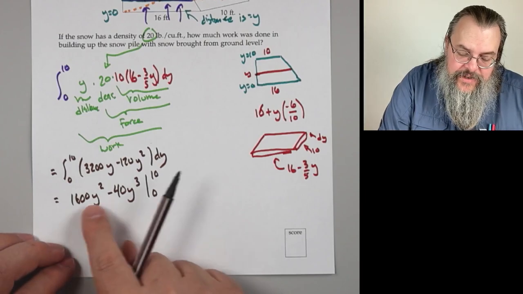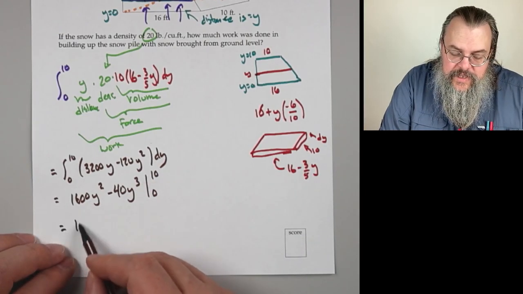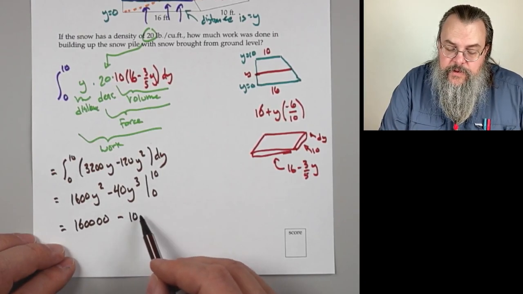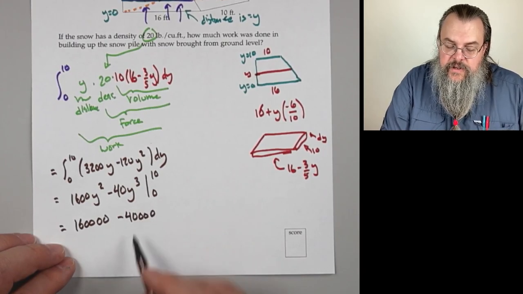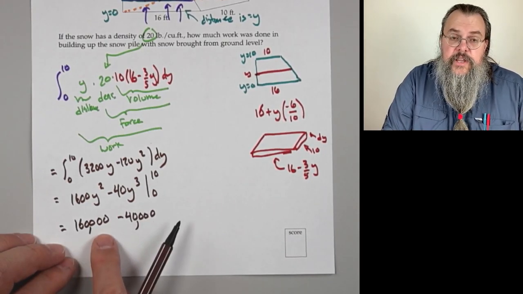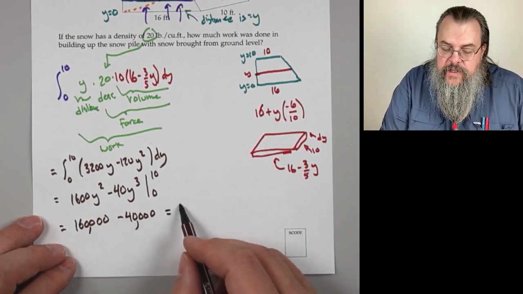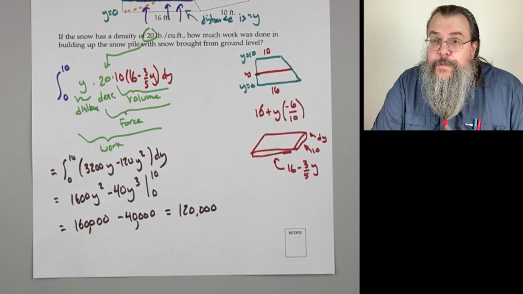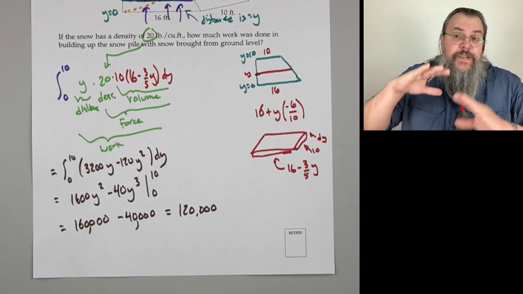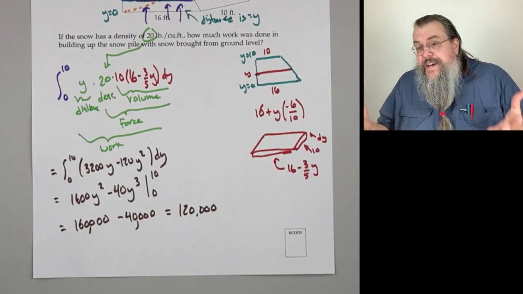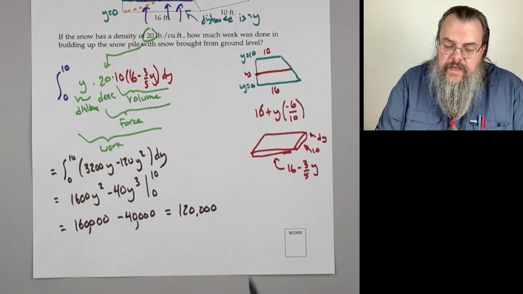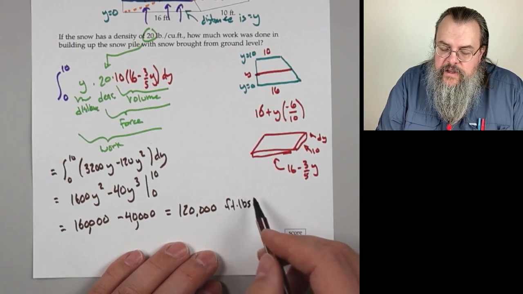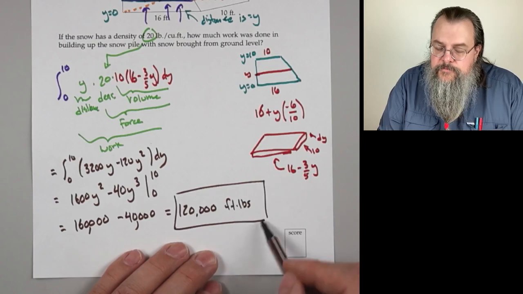So, for example, 1600 times 10 squared, well, that just says take 1600, put 2 more zeros. 40 times 10 cubed, right, 40, add 3 zeros. And, well, we see 160,000 minus 40,000. That gets us to 120,000. Now, if we're being careful, we would go ahead and put units. Sometimes it'll explicitly state units, sometimes it'll not, but it's good to put them in. And what are our units? Well, 120,000 foot-pounds. And there we go.